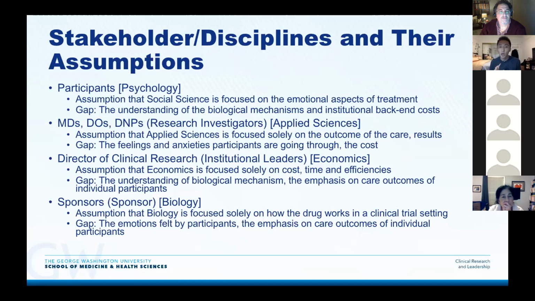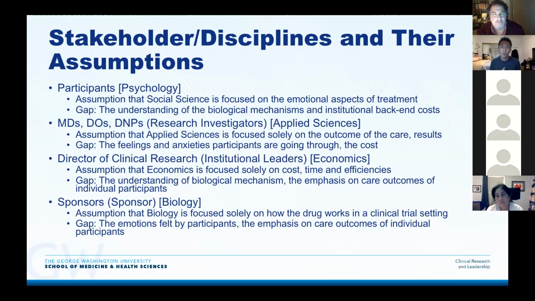For the sponsor, the biological perspective or discipline, the assumption is that they're focused on how the drug works in a biological setting in a clinical trial. But similar to the economic standpoint, the gap from a sponsor's standpoint is the emotions that each individual participant feels as they're going through the process.